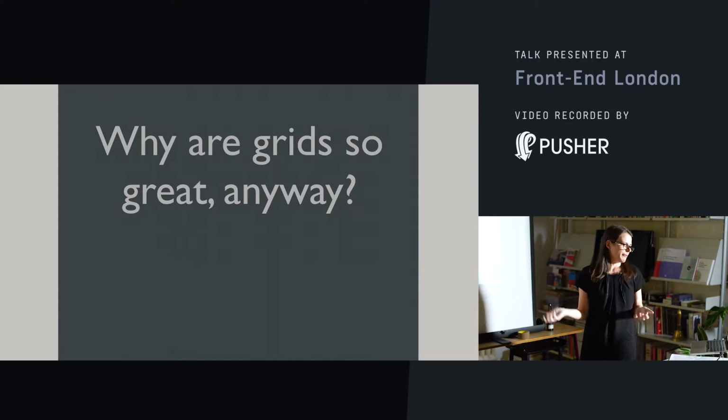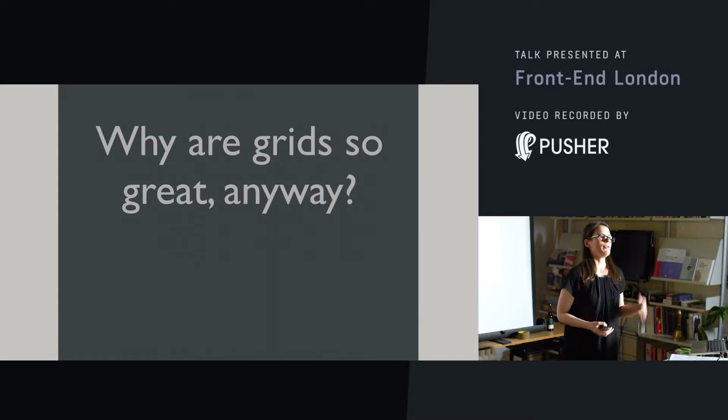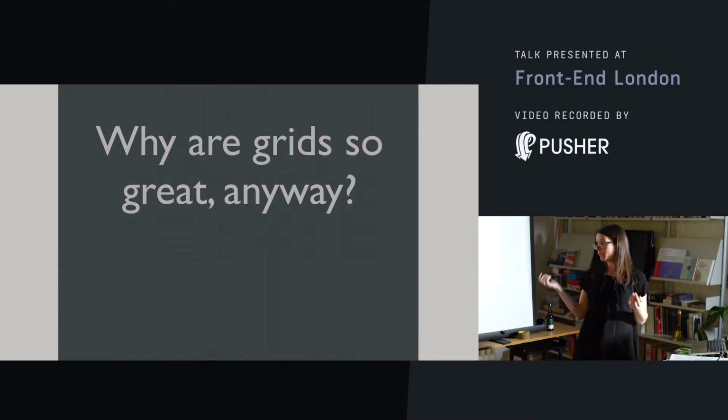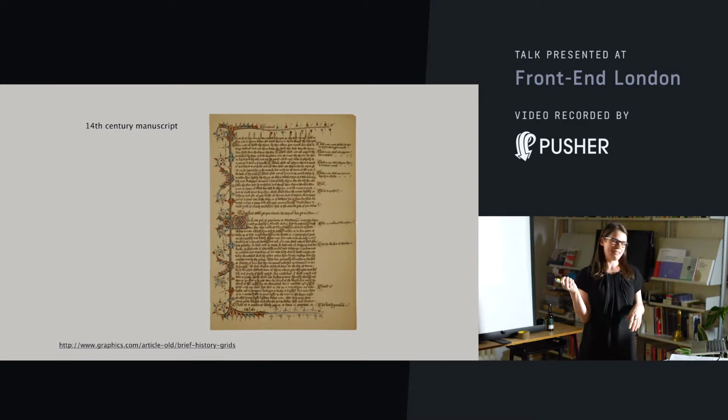So grids are great. They work really well for lots of reasons. We've all been using them and building them for years, months, decades, some of us, from floats to tables, flexbox, CSS grid itself. Why are they so important? Why not just have everything in one long column? Well, to answer that question, we need to go way back.